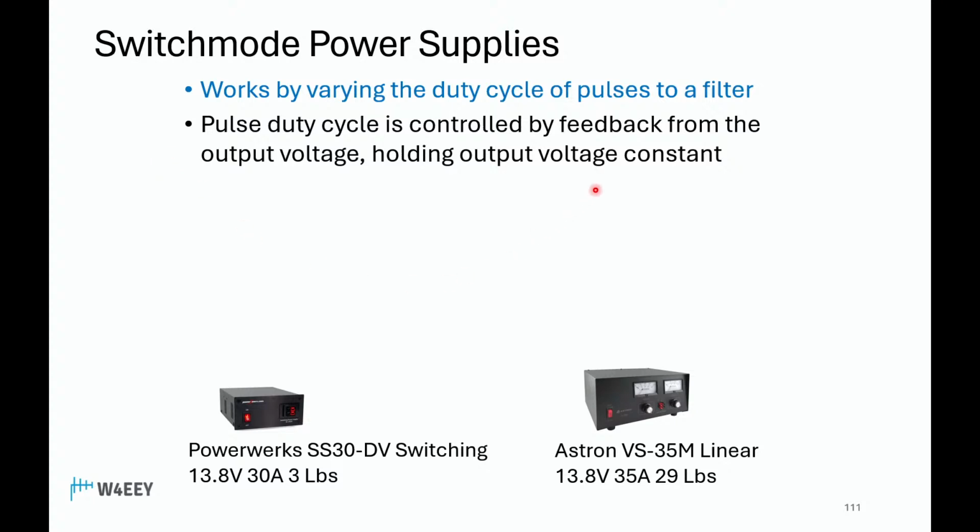So if you're transmitting, for example, you're going to need a lot more current. It'll sense that the voltage is going down. It'll give wider pulses through the circuit to hold that voltage up.